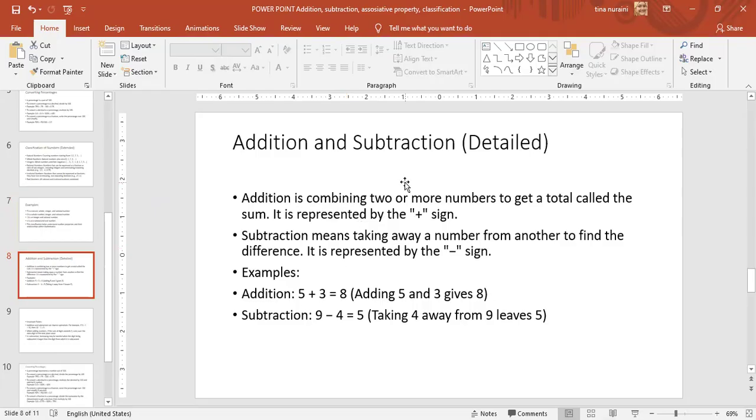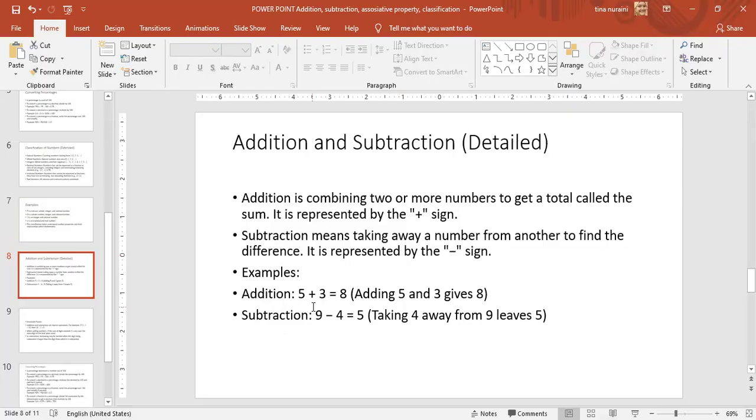Next, addition and subtraction in detail. Addition is combining two or more numbers to get the total, called the sum. It is represented by the plus sign. Subtraction means taking away a number from another to find the difference. It is represented by the minus sign.